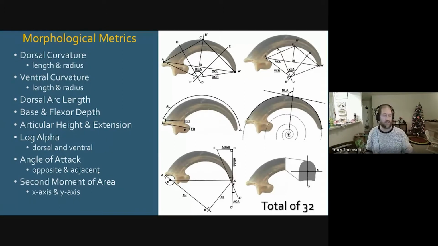And then the last thing that I used is something called the second moment of area. That describes the cross-sectional shape. It's an engineering term. They use it to describe the strengths and shapes of beams in construction. And so I used it to describe the shape of the cross-sectional area. That's called the second moment of area.